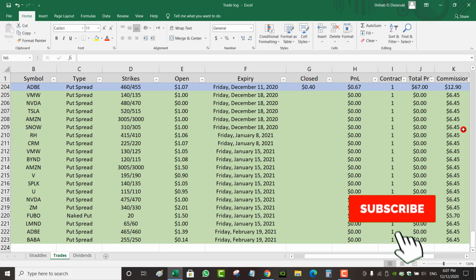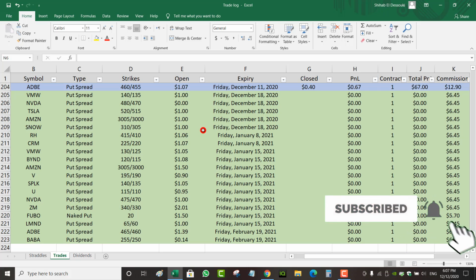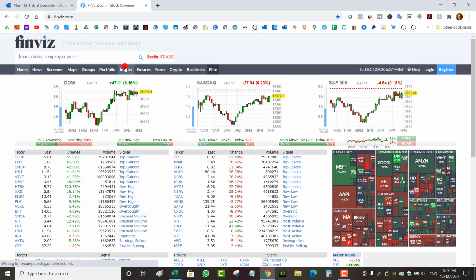How do I find my option selling trades? So the bulk of my trades are put spreads, selling put spreads, or selling naked puts. But there are different scenarios that will make me take the trade or not. So first thing is an earnings trade.